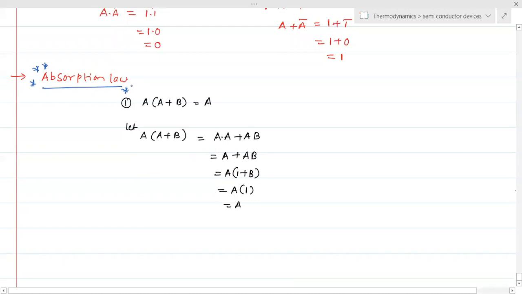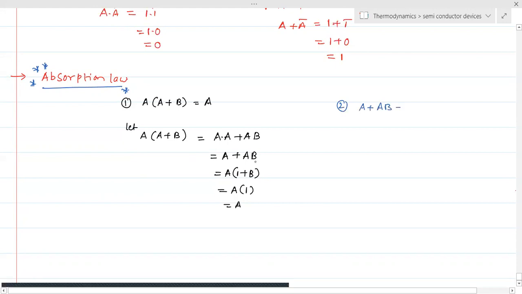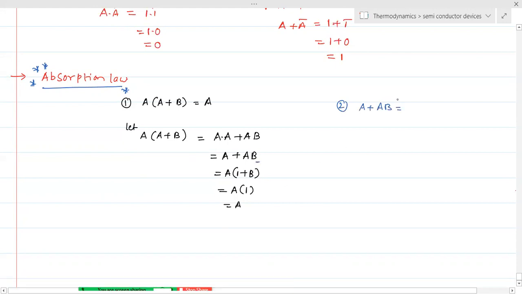Suppose I am taking the second law. Already we have proved right now A plus AB. So that means this only we are taking. A plus AB is nothing but A. So these are important.